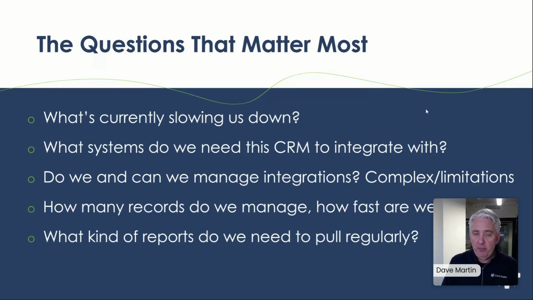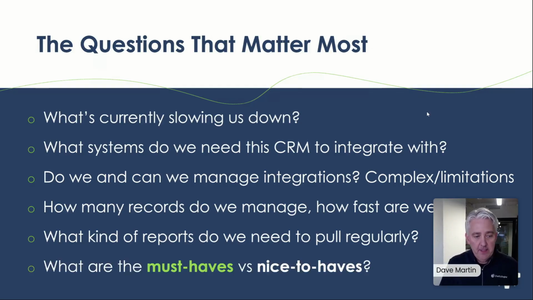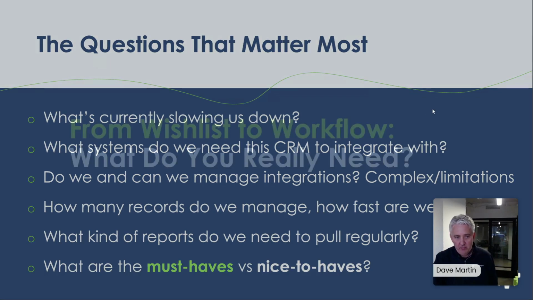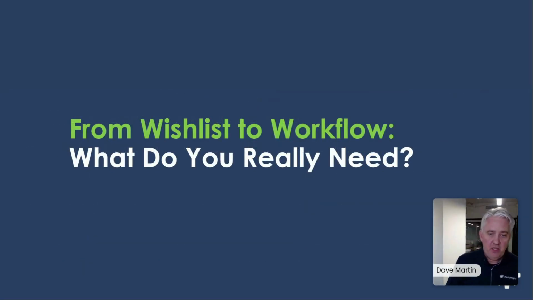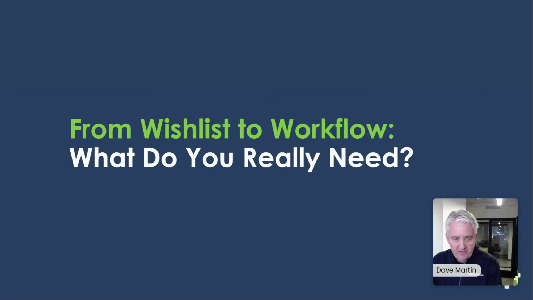What kind of reports do we pull regularly? How much data do we need? What reports does the executive director need? How often, right? Like board reports and that type of thing. And so what are the must-haves versus nice-to-haves? So here's the initial start of a list of the questions that matter most. So let's start in some other sections, from wish list to workflow. That's hard to say. From wish list to workflow.